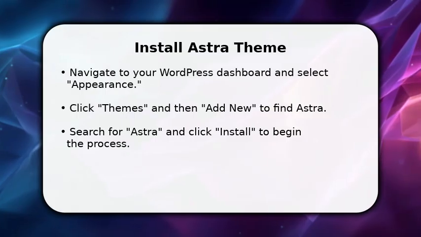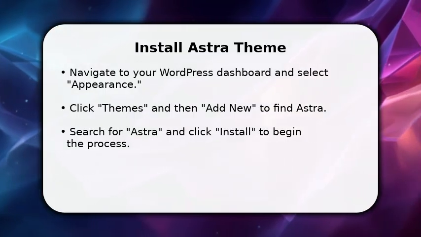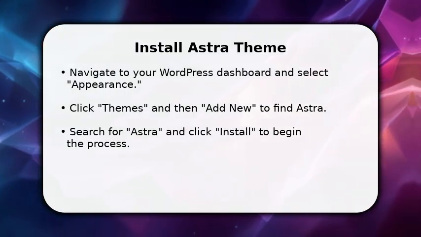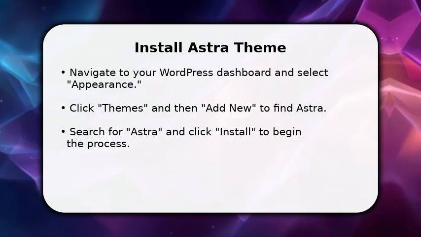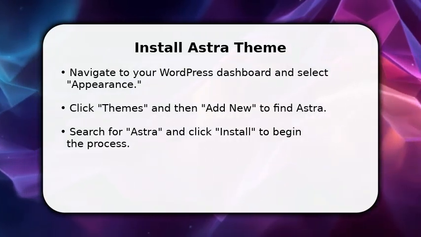In this video, I will explain how to activate the Astra theme. First, log into your WordPress dashboard. On the left-hand menu, hover over Appearance and click on Themes.